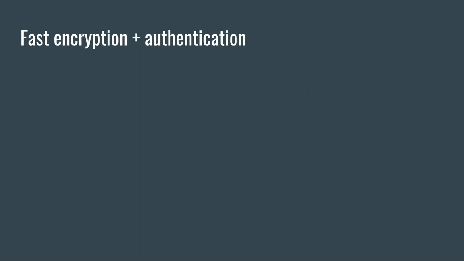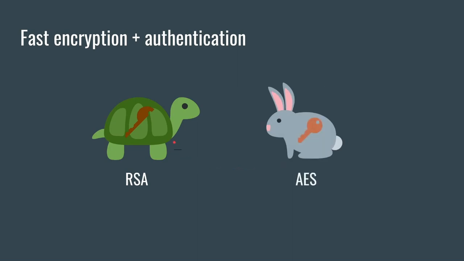So what we need is some form of quick encryption, but also these nice authentication properties that RSA gives us. So to do that, we can combine our slow RSA algorithm to get that authentication property, but our quick little AES algorithm to do the bulk of the encryption. And it turns out AES is about 100 times faster, several orders of magnitude, than RSA. And that's pretty common with symmetric versus asymmetric algorithms. Symmetric algorithms tend to be much, much faster.